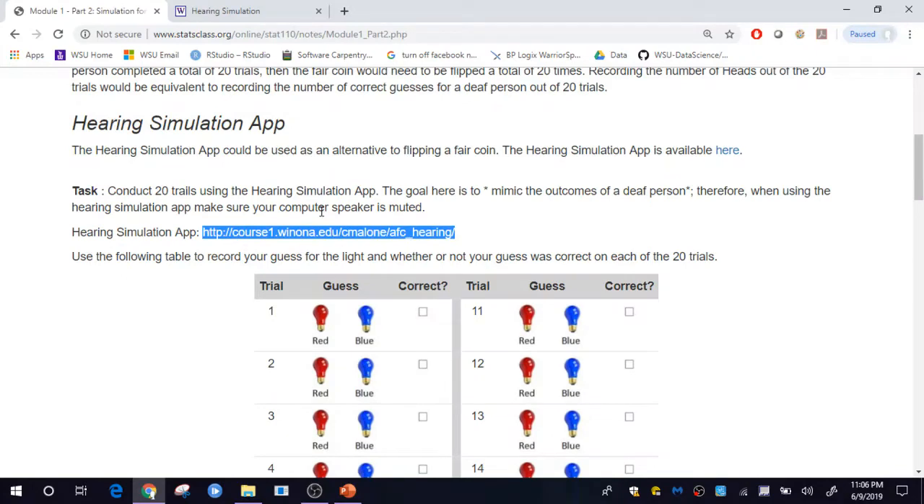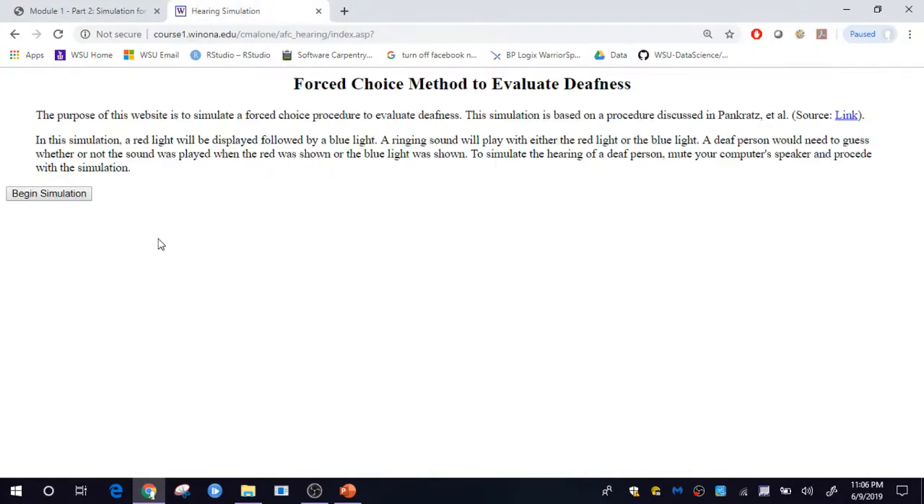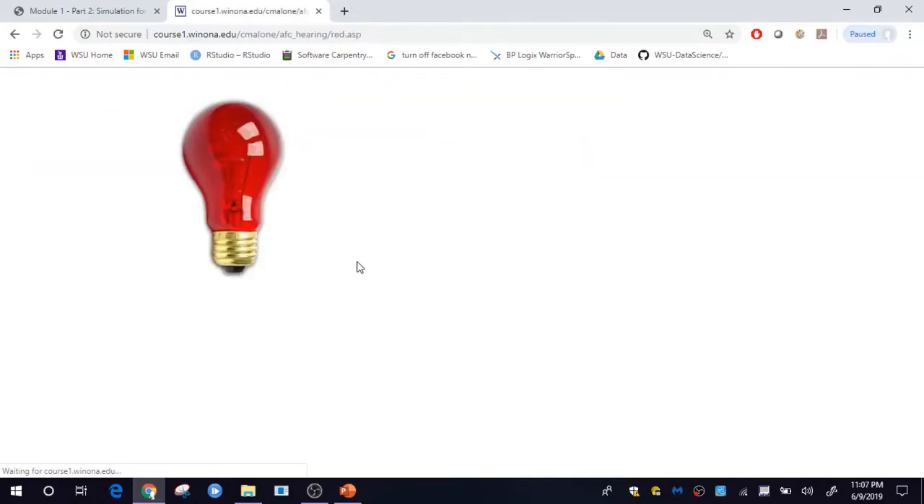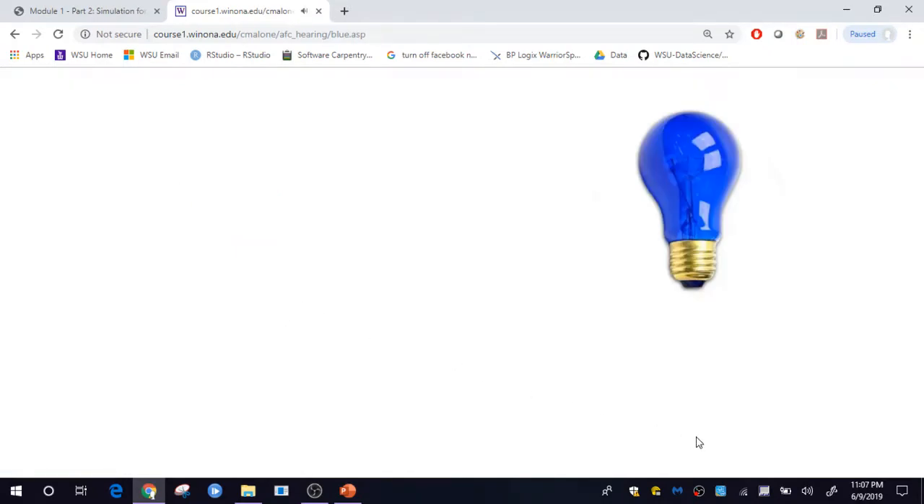So let's go ahead and go to the hearing simulation app. Select Begin Simulation. It'll take a moment to load here. The red light is being shown. And then the blue light is being shown. And for that trial, the sound was being played with the blue light.